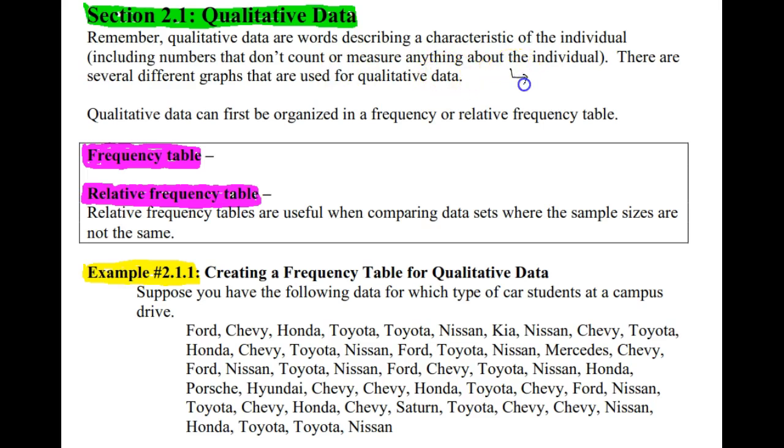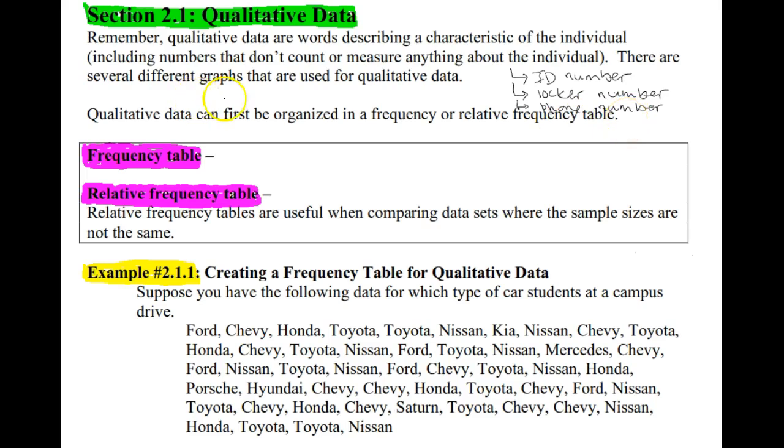Some examples of that were like your ID number, or locker number, phone number. These are all things that are numbers, but they don't count or measure anything, and it wouldn't make any sense to do math with them. So it wouldn't make any sense to find an average locker number or an average phone number.